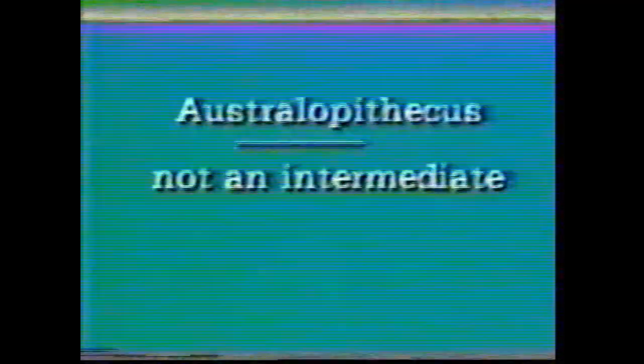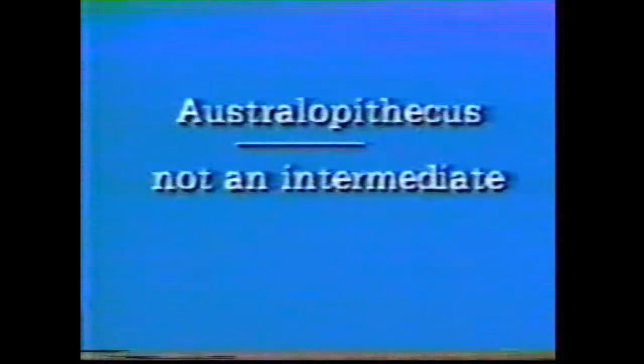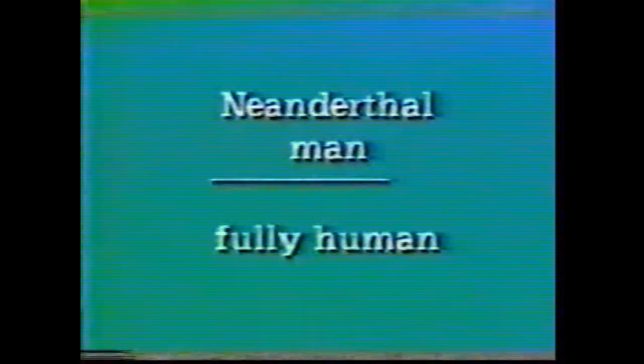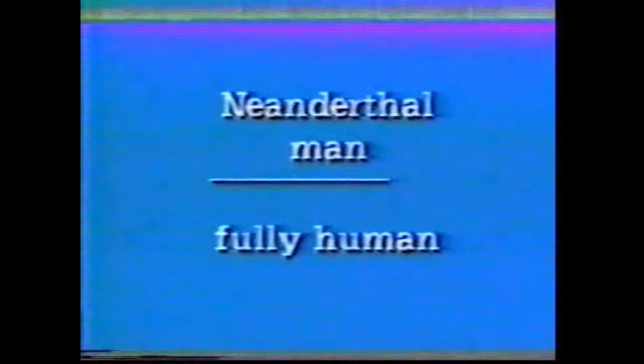The half-man, half-ape called Australopithecus did not walk upright in the human manner, and is therefore not an intermediate between ape and man. The Neanderthal man was once pictured as a link between apes and man, but later they were found to be just people, fully human. Another of our ancestors bites the dust.